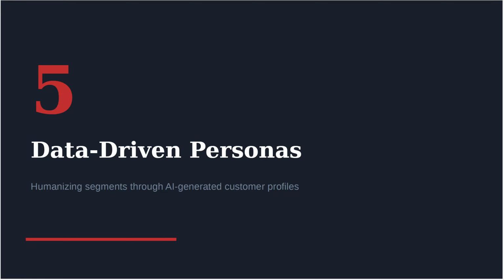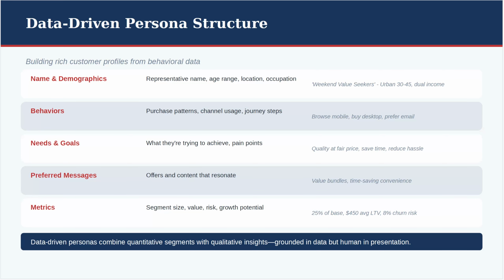So let's have a look at the data-driven process. What is it? So segments are data clusters. Personas are human stories. Let's explore how AI helps create rich, actionable customer personas. So a persona is a segment with a face and a story. It makes data actionable by making it repeatable.